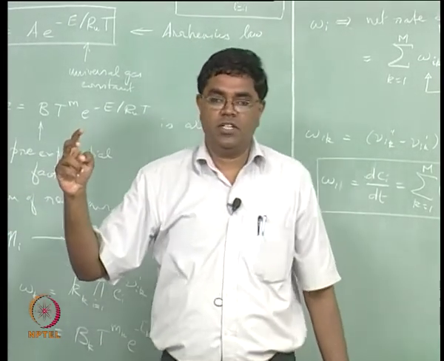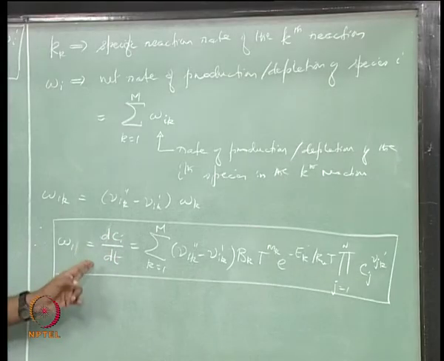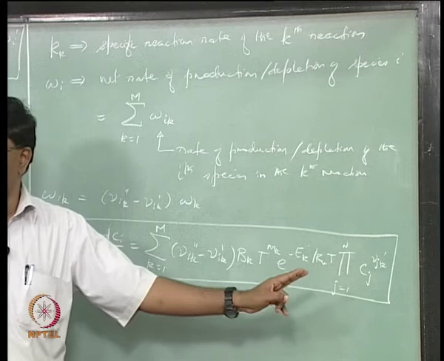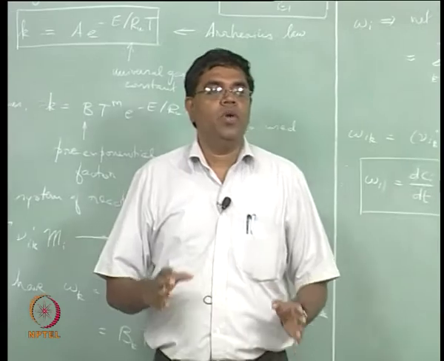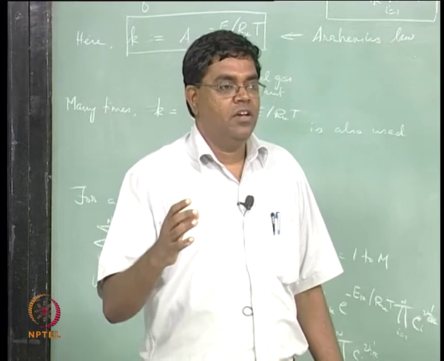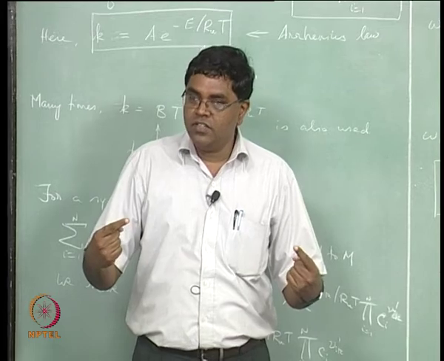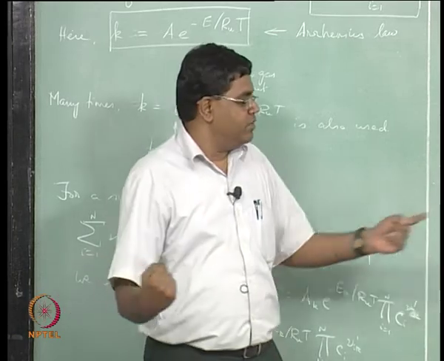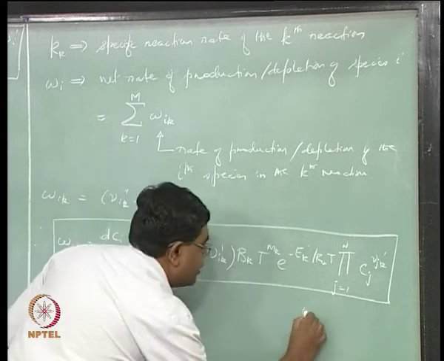So two things are emerging here. One, the rate of change of concentration of species i depends on the concentrations of all species, practically or in general. That means you can't evaluate the rate of change of concentration of species i independent of all other species. You have to know the concentrations of all species to be able to find out the rate of change of this, right.